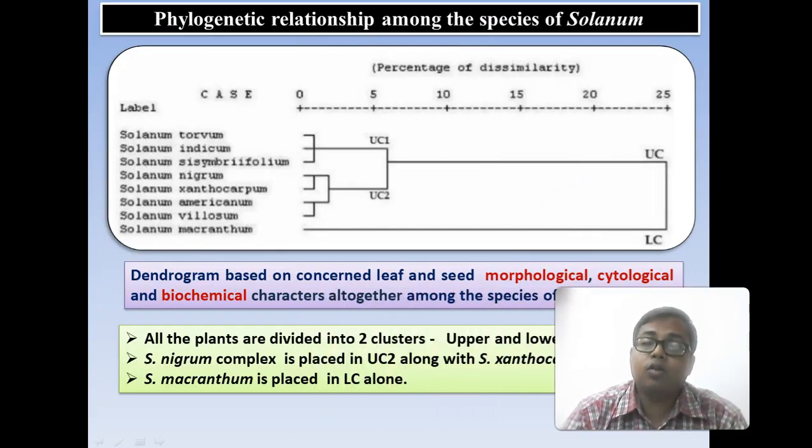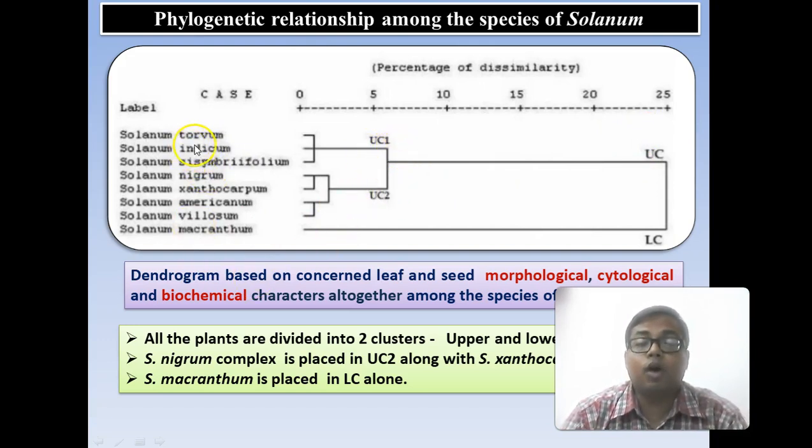And based on those data, this dendrogram is constructed, and this dendrogram shows mainly 2 clusters, upper cluster and lower cluster. All the 7 plants except Solanum macranthum are under the upper cluster, and the upper cluster is divided into 2 subclusters, upper cluster 1 and upper cluster 2.